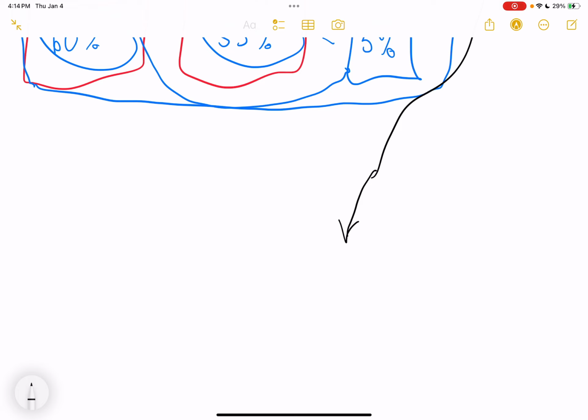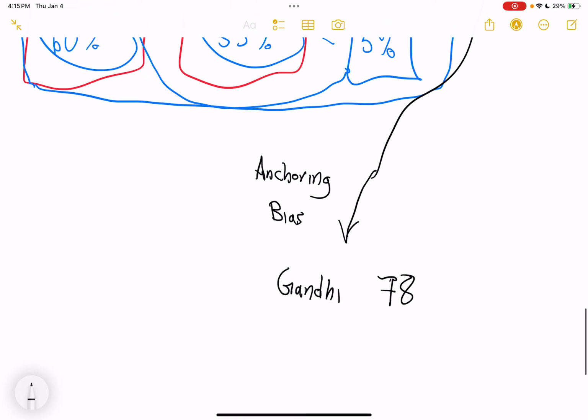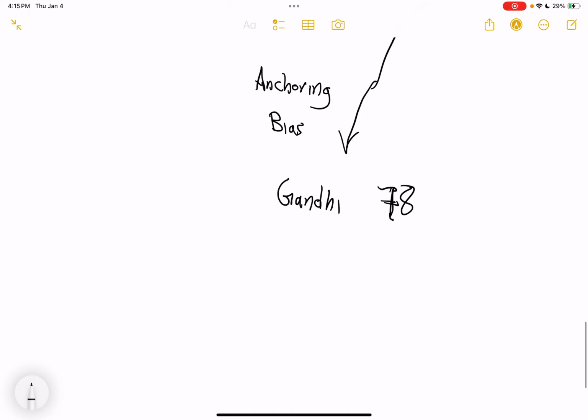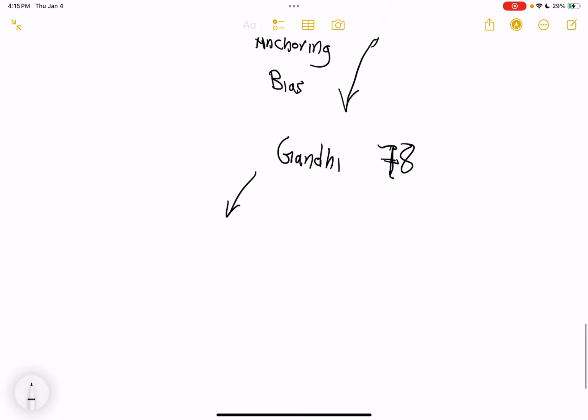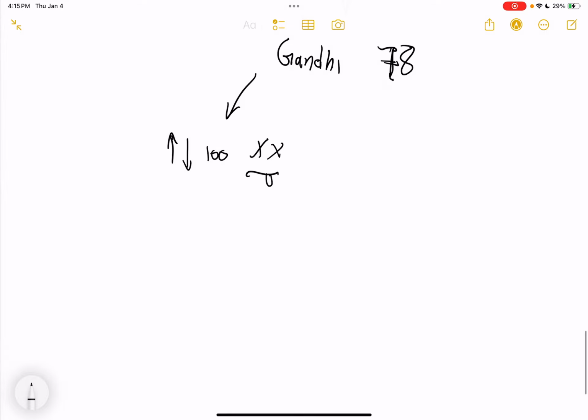All right, so an example of anchoring bias, the one I always like to talk about, is the Gandhi example. Gandhi was a very famous Indian statesman, and he fought for Indian revolution against the British. And Gandhi actually died at 78 years old. The way the question goes is one group is given a survey that says, was Gandhi older or younger than 100 years old when he died? That's question 1 for the first survey. And the second question for that survey is, how old was Gandhi when he died?